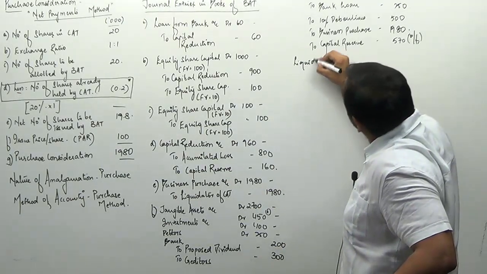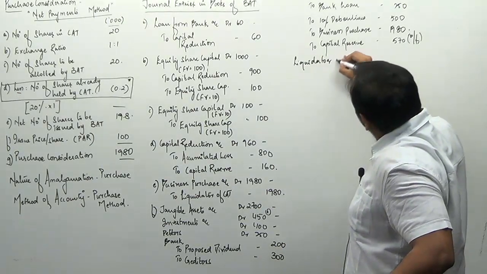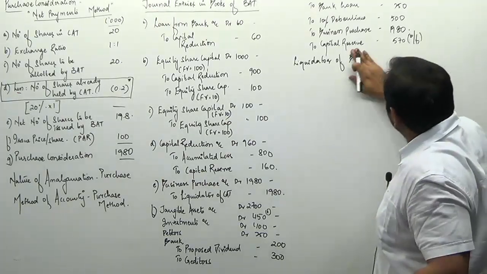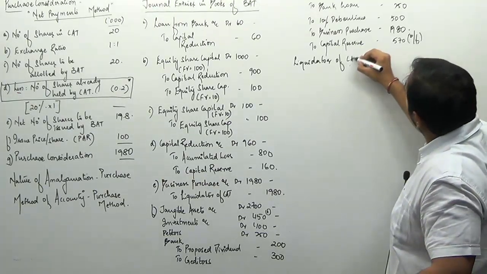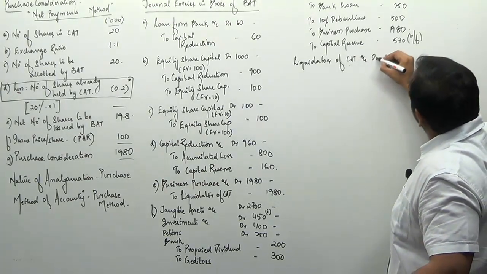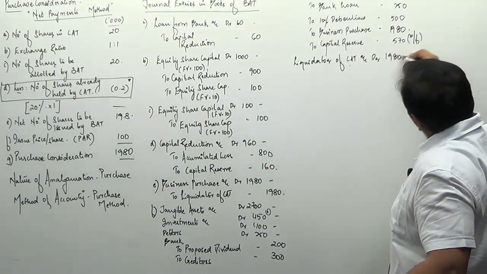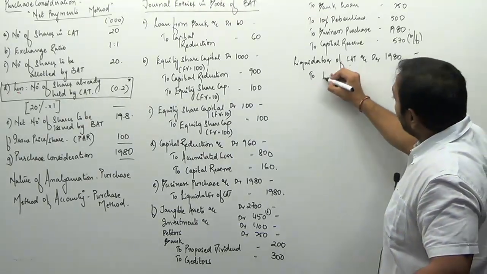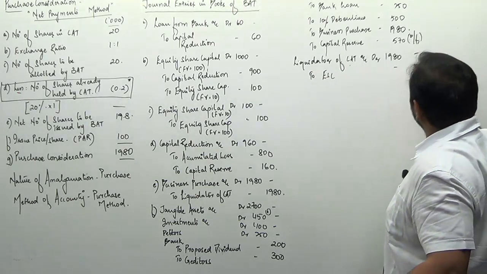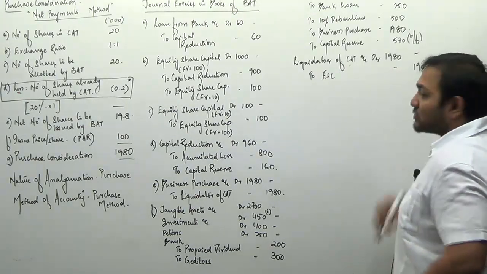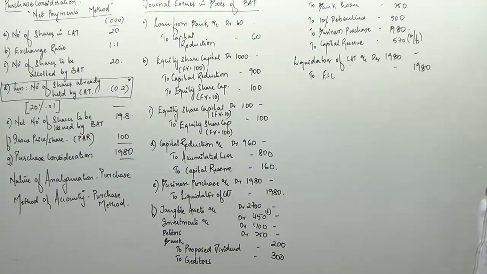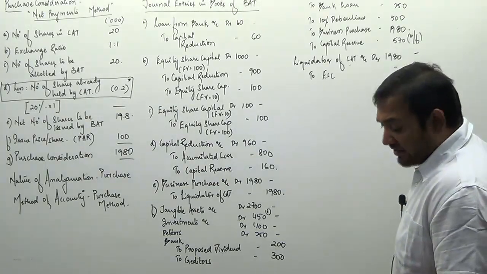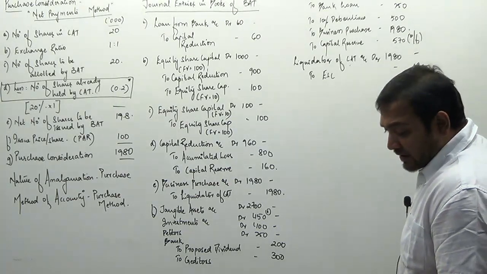Discharge the PC. Once again, guys, there are some other transactions as well. Yeah, we have to consider that as well. First discharge. Liquidator of CAT Limited account debit 1980, discharge it to equity share capital. Entire thing is at face value, no securities premium, no other mode. Equity share capital is 1980.